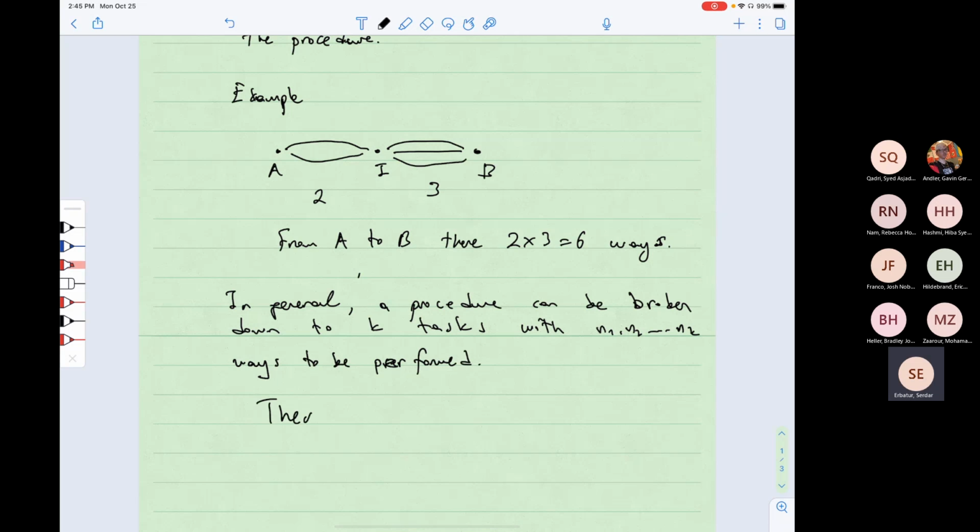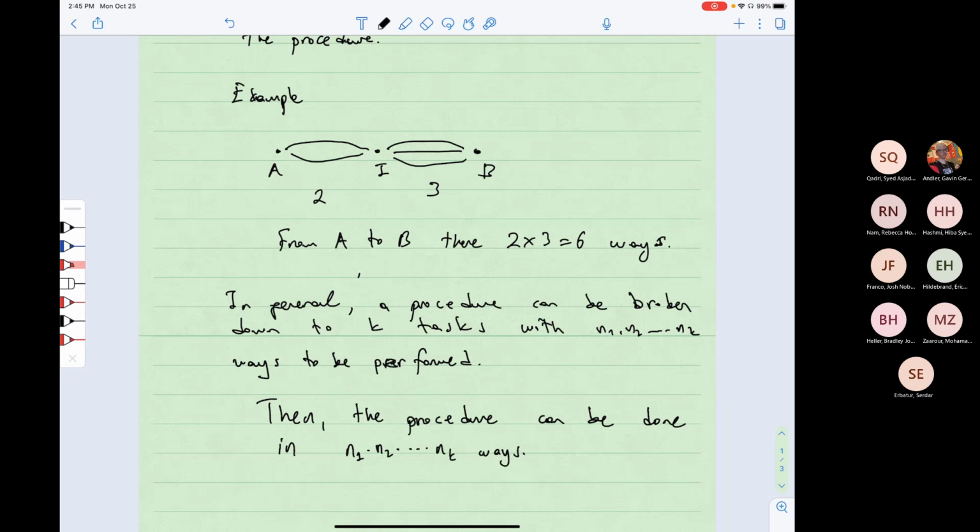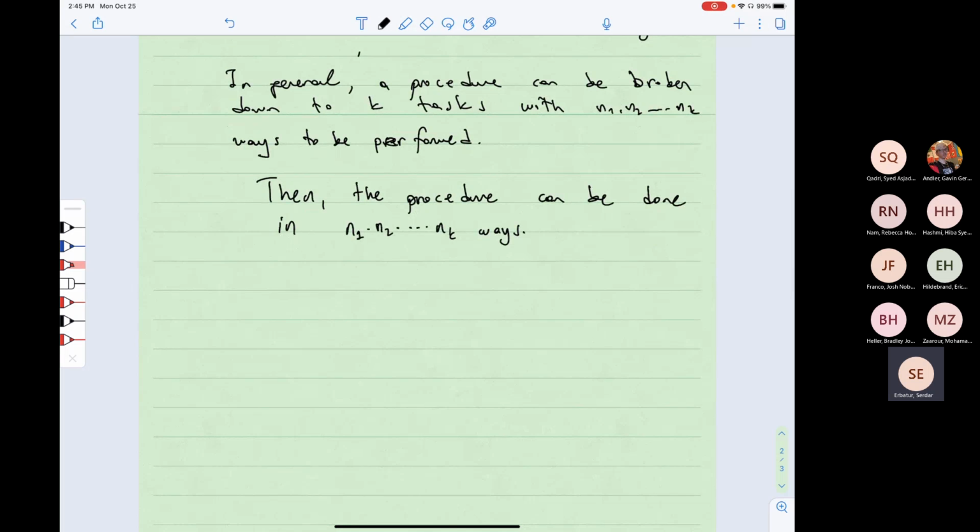Then the procedure can be completed in n1 times n2 times that, and k ways. So we just generalize it. A procedure doesn't always have to be broken down into only 2 tasks. It can be arbitrarily many. So with the help of these 2 basic definitions, let's say remarks, how about this example?